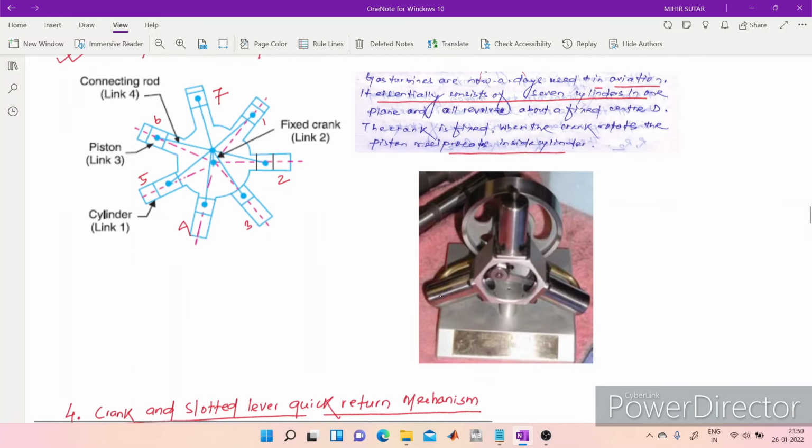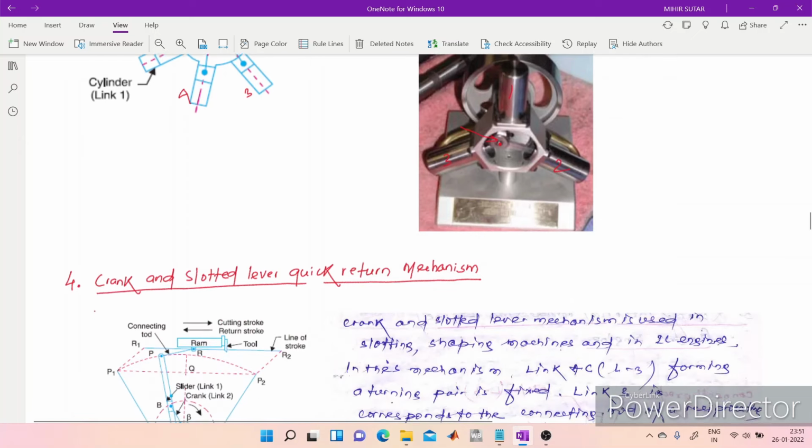Here you can see another example with 3 cylinders, 1, 2 and 3, and all rotate about this fixed point here. So the reciprocating motion of the piston inside the cylinder in a particular sequence is obtained.